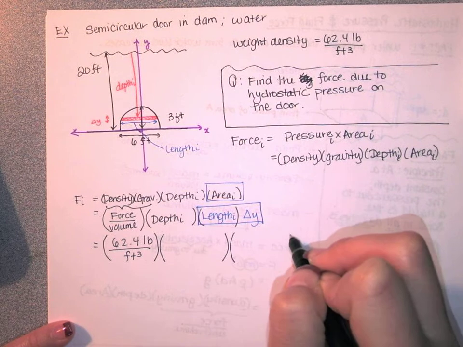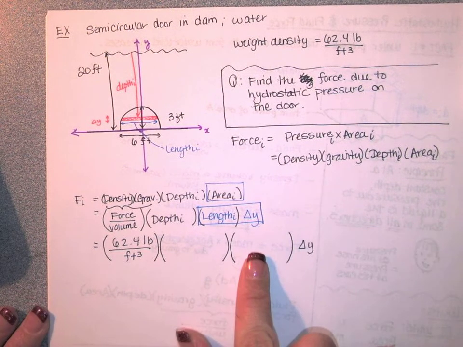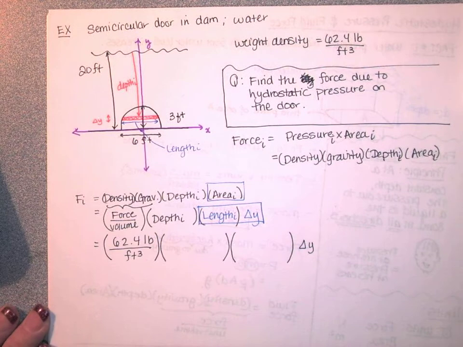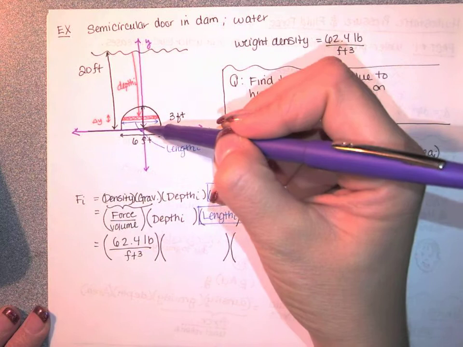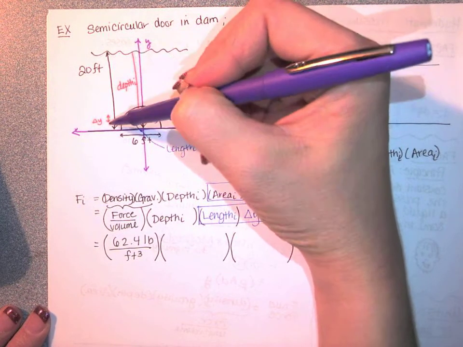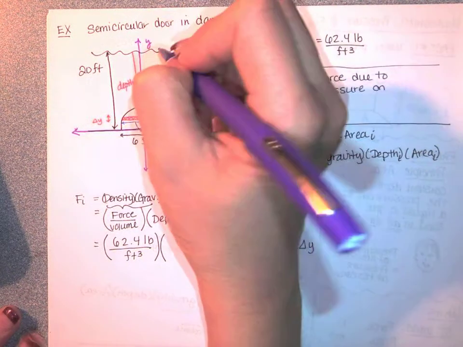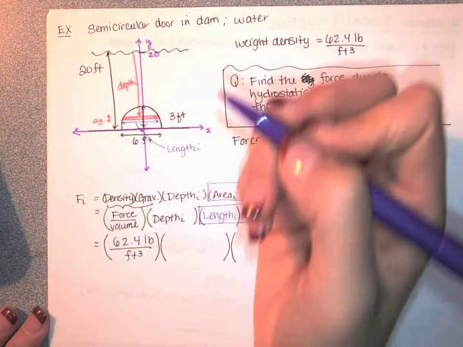Now when you decide on what your depth and your length are, these formulas are going to be relative to where you decided that origin was. As long as you're consistent with your choice of origin, when you evaluate the integral, you're going to get the same result as someone who put the origin somewhere else. So given that our origin is right here, we're told that our water level is 20 feet from the bottom of that door. So this is y equals 20.